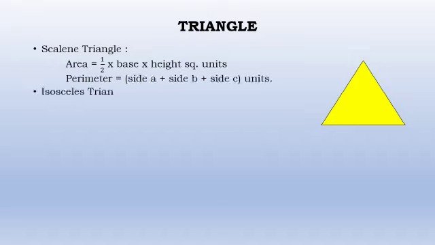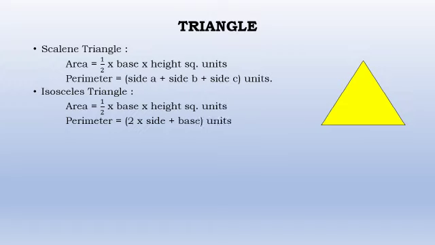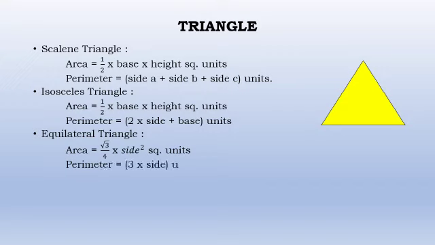Isosceles triangle. A triangle with any 2 similar sides in length is called isosceles triangle. Its area is given by half the product of base and height. Its perimeter is given by the sum of twice the equal side and base. Equilateral triangle. A triangle with all 3 similar sides in length is called equilateral triangle. Its area is given by root 3 by 4 times the side square. Its perimeter is given by thrice a side.